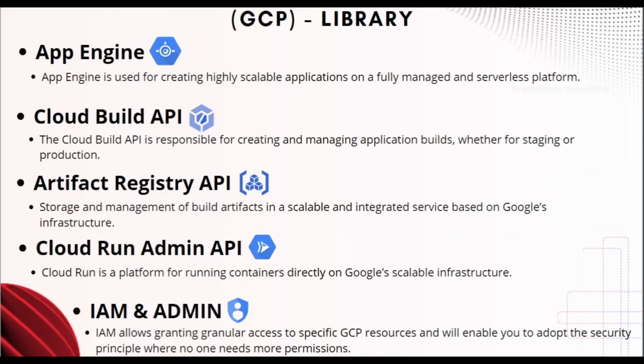The libraries we will use. App Engine is responsible for creating applications in the cloud. Cloud Build, which is the application builder. Artifacts, which is your container orchestration. Cloud Run is your functions as a service or serverless. It is the one that will trigger the microservices. And IAM, which controls permissions.